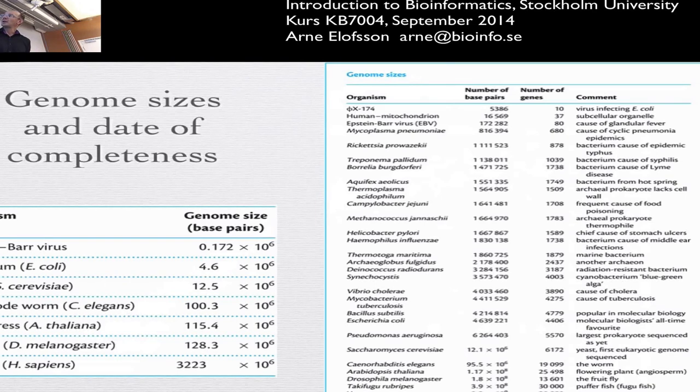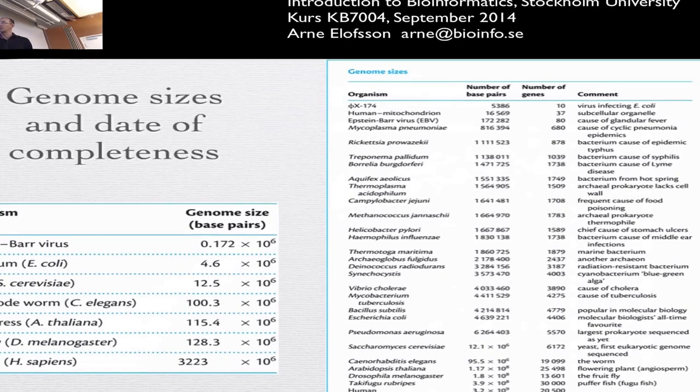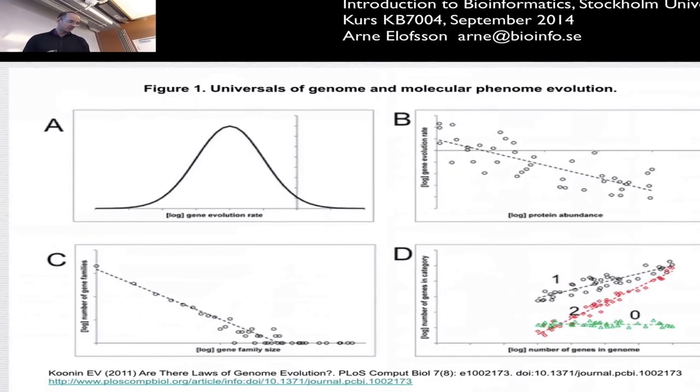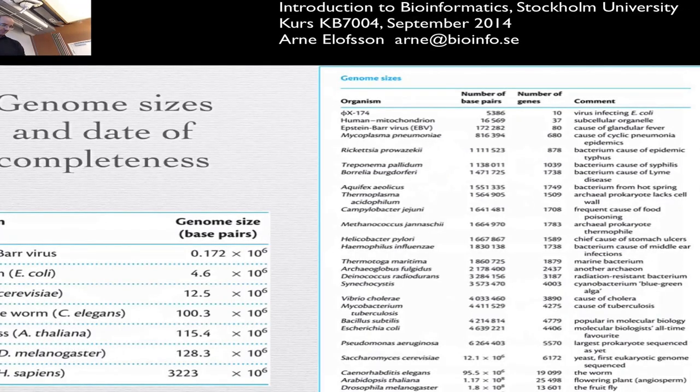The small animals, the C. elegans and the fruit fly, are 100 million. And one plant, Arabidopsis, is also very small. Many plants are gigantic, but this is a small genome plant. A human is 3 billion. Yes, I should have a slide. There should be something with dates here also, but it was not there.